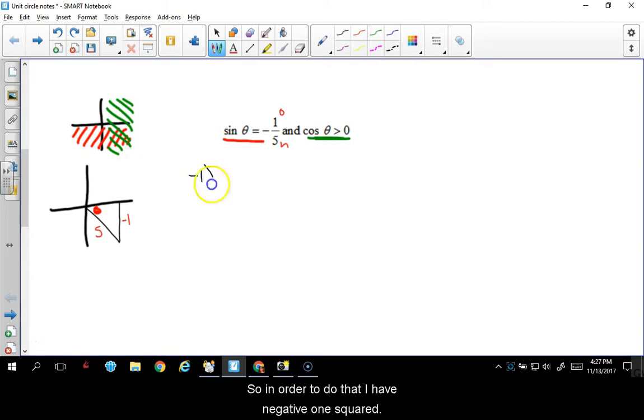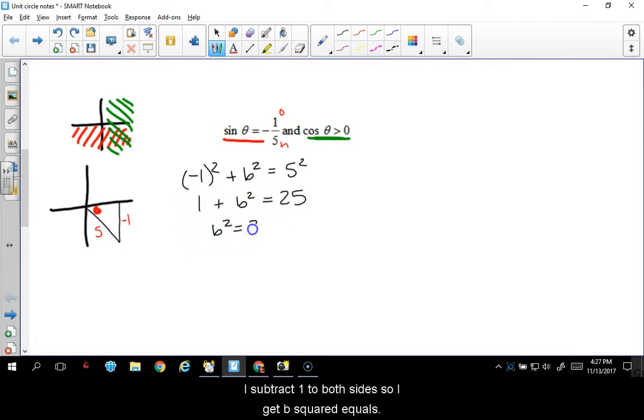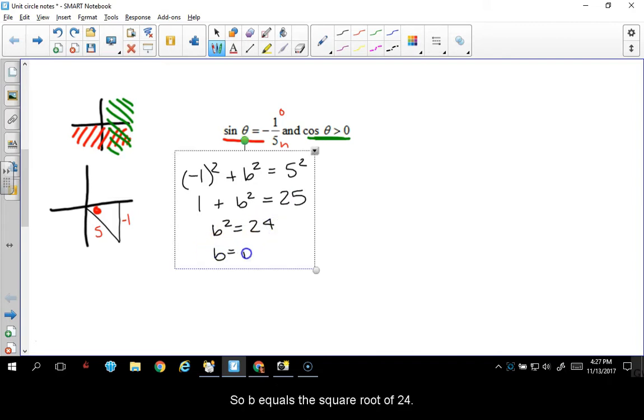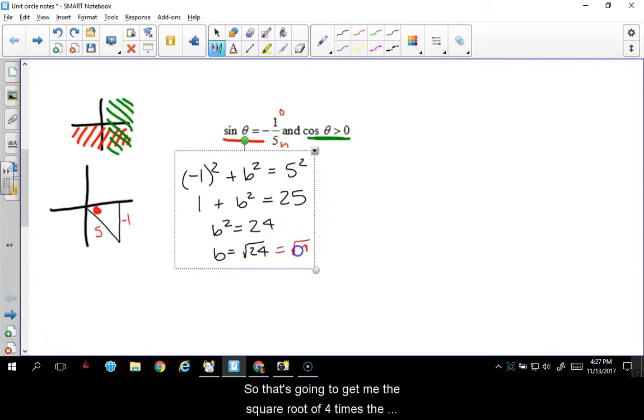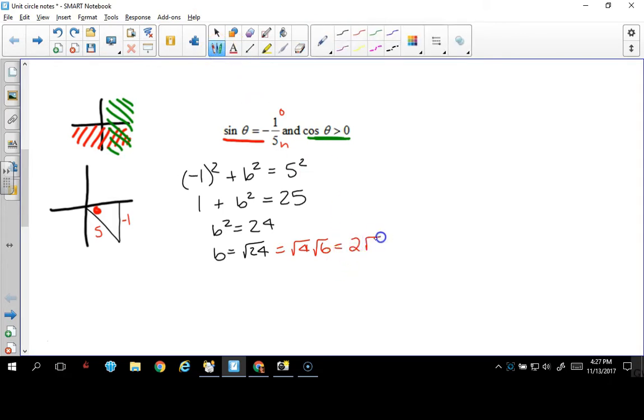So in order to do that, I have -1 squared plus b squared equals 5 squared. So that's 1 plus b squared equals 25. I subtract 1 from both sides, and so I get b squared equals 24. So b equals the square root of 24. I may simplify that. I can divide out a perfect square of 4. So that's going to get me the square root of 4 times the square root of 6, which is going to be 2 square root 6. Okay, so this side length here is 2 square root 6.